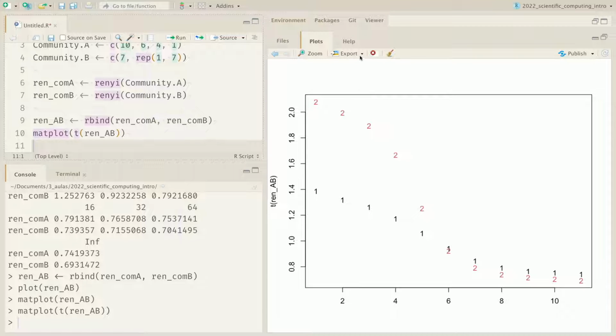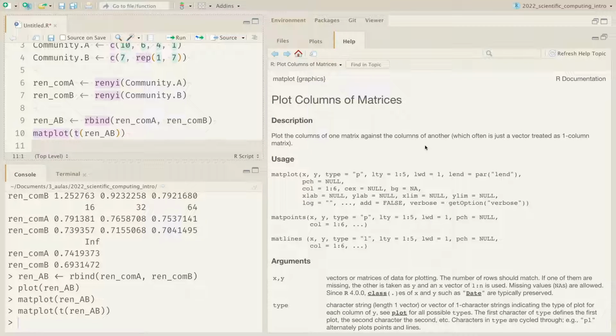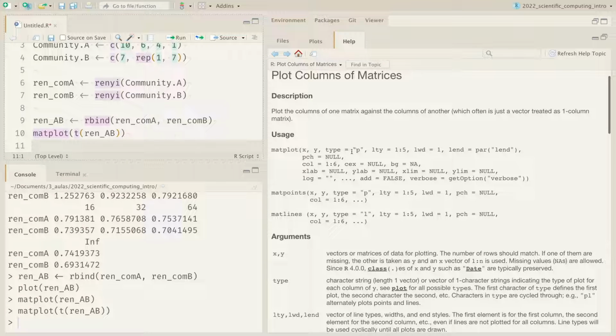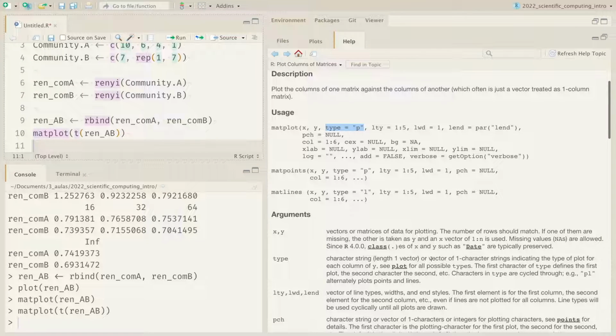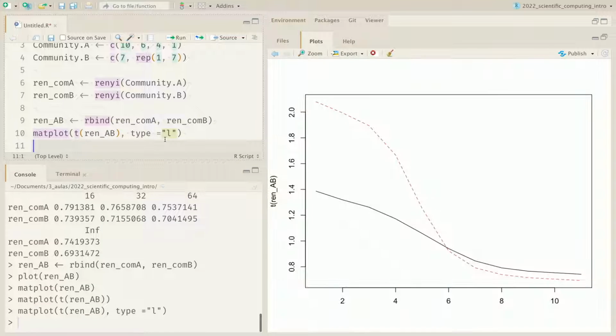So one of the options in matplot is to change the type. The type is P, and the P is going to be a character string. It's not nice. So I will just change it, and I will ask it to make some lines. Lines. Okay.